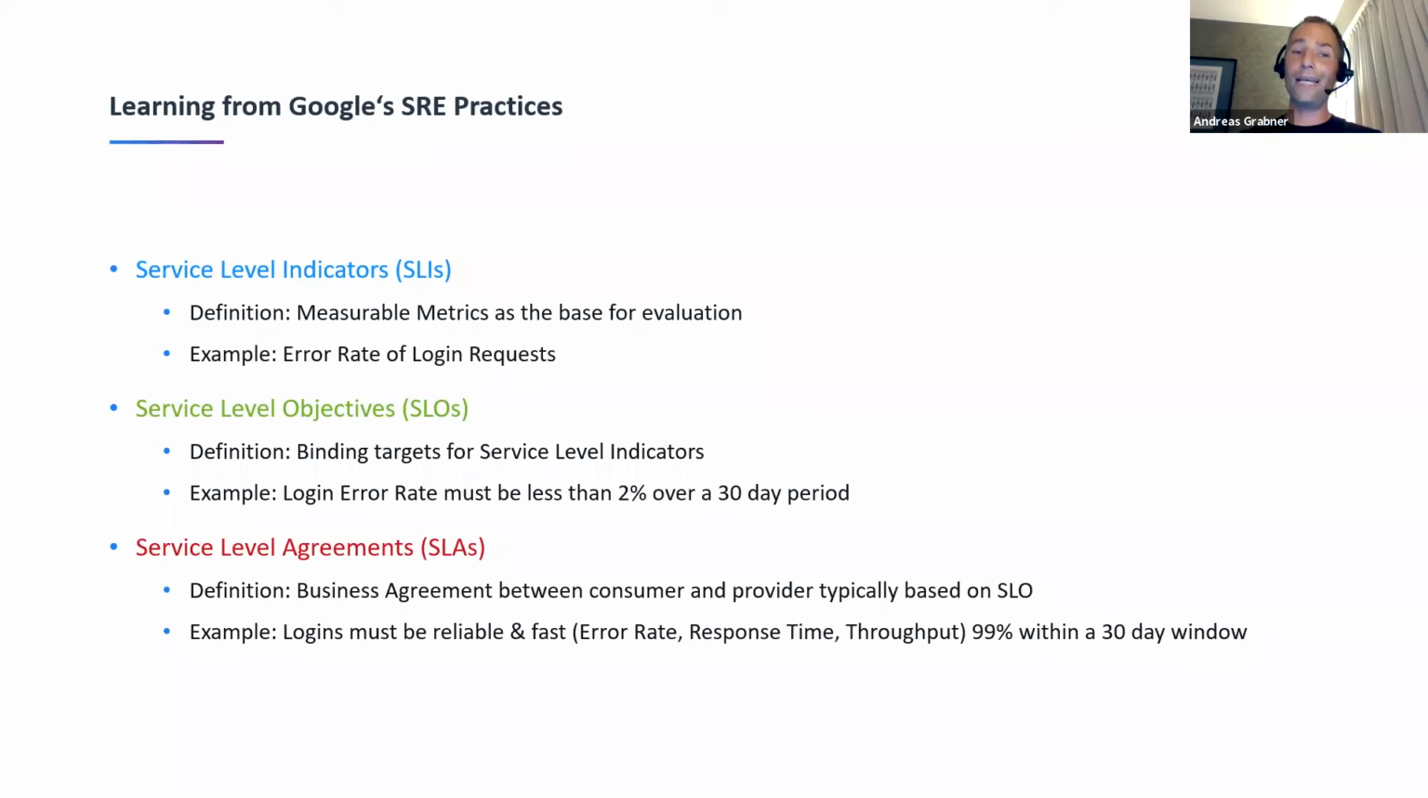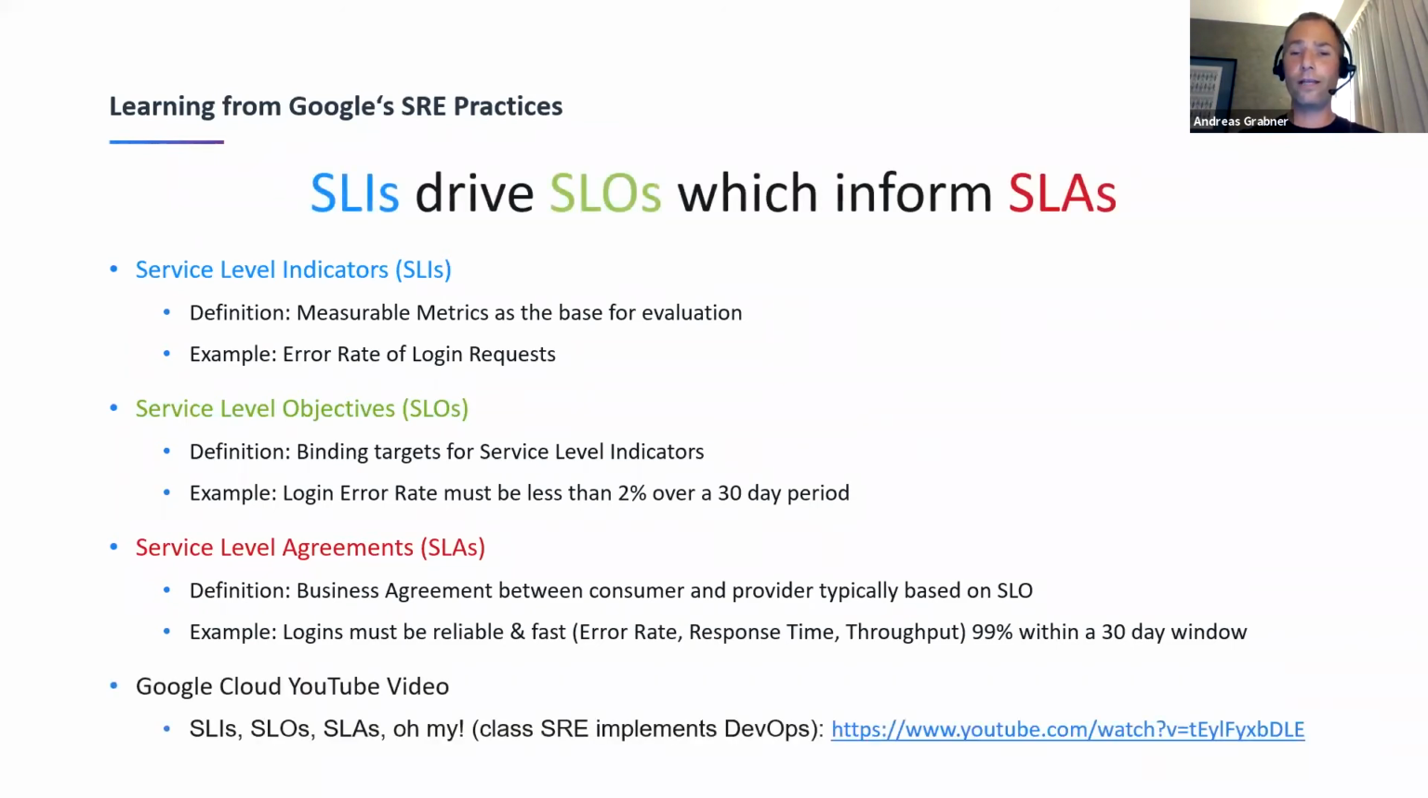And then you have SLAs, service level agreements, which is very close to SLOs, but this is typically where you have a business agreement, a binding target, maybe even contractual obligations with your end users. Right? And this is typically where you say, hey, we have to be fast and reliable 99% of the time within a 30-day window. If this is really the first time, there's a lot of great content out there from Google, a great video, but essentially SLIs drive SLOs, which inform SLAs. And this concept is typically used in production, which is great.